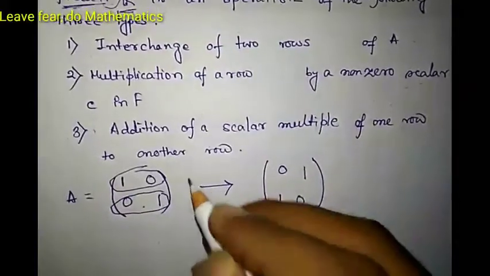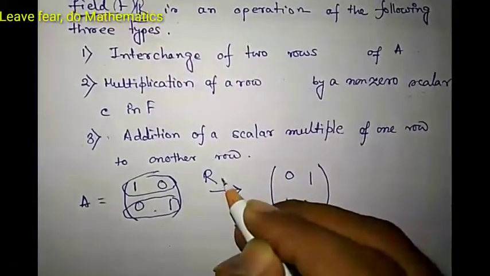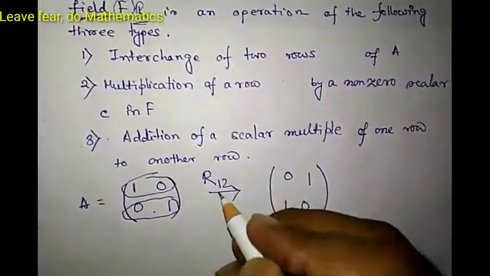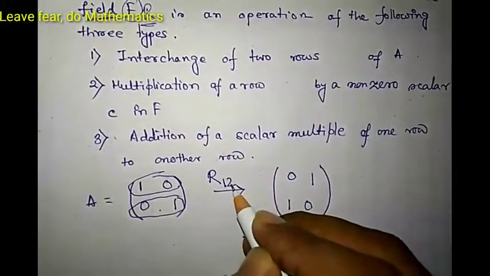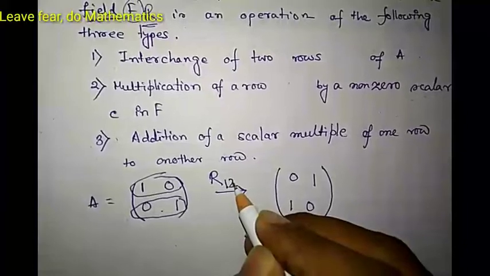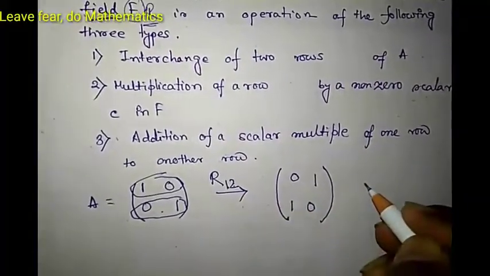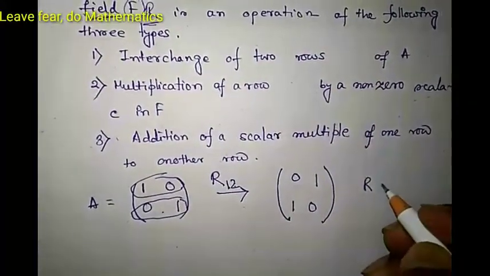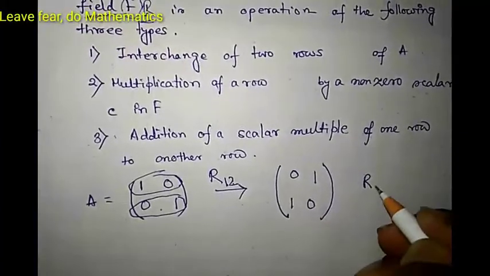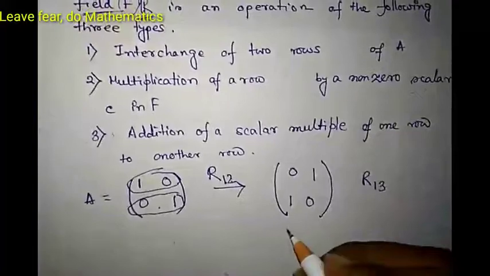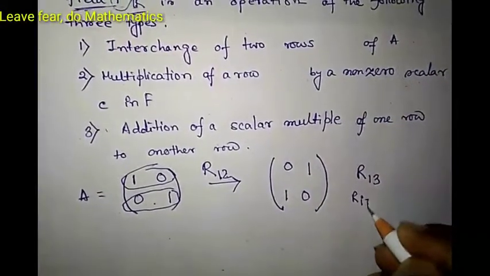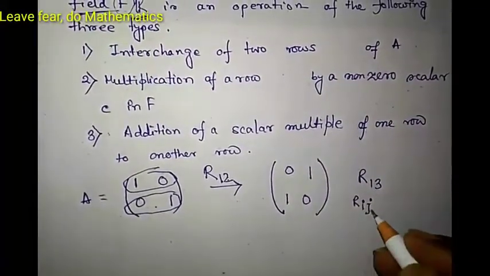And how to denote this? We can denote this by R12. So row 1 is changed to row 2 and row 2 is changed to row 1, for any arbitrary matrix. And if it is a 3 by 3 matrix, and you change the first row and third row, you can write it as R13. So actually the notation is Rij for an arbitrary ith row and jth row.